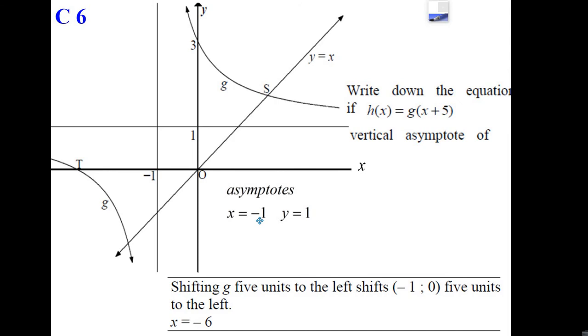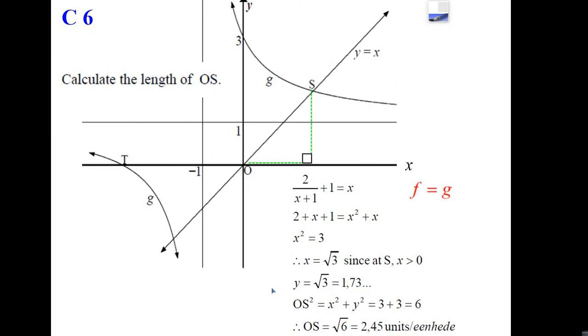Well, here's the asymptote, minus 1. If we subtract 5, we're going to get to minus 6. Minus 1 minus 5 is minus 6. This is the equation of the asymptote of this new function. x is always equal to minus 6. Okay, let's look at the next one.